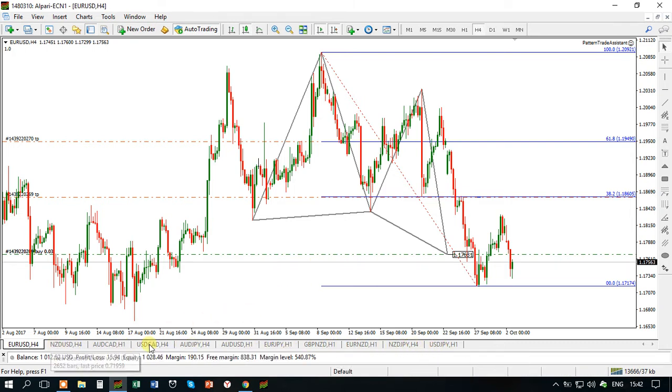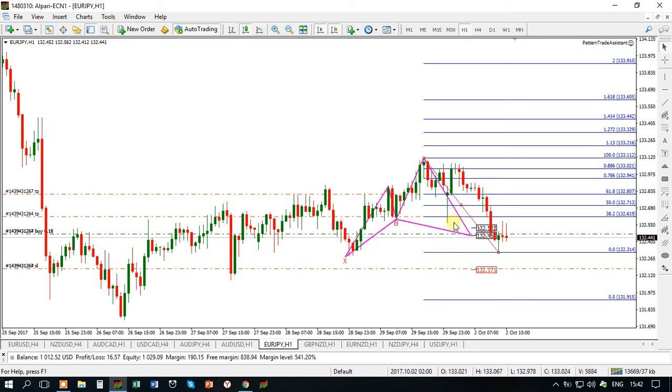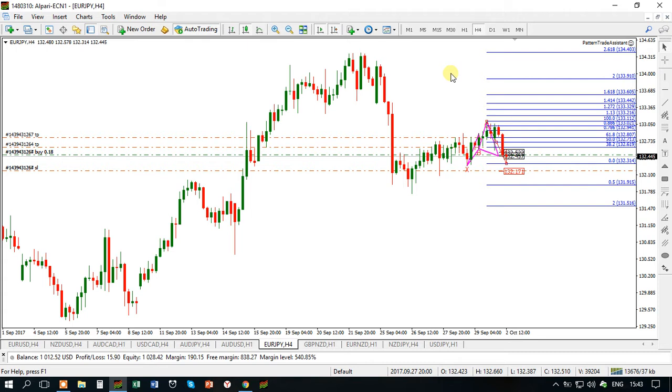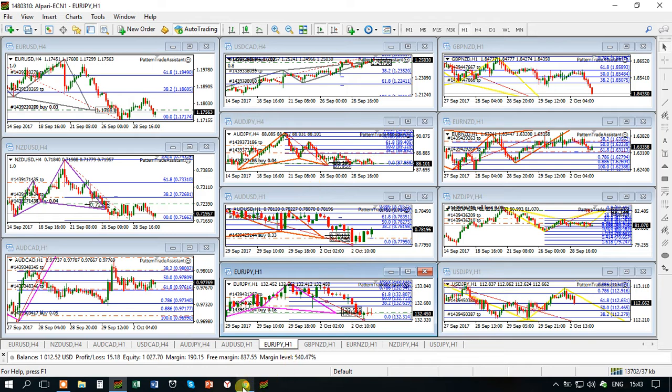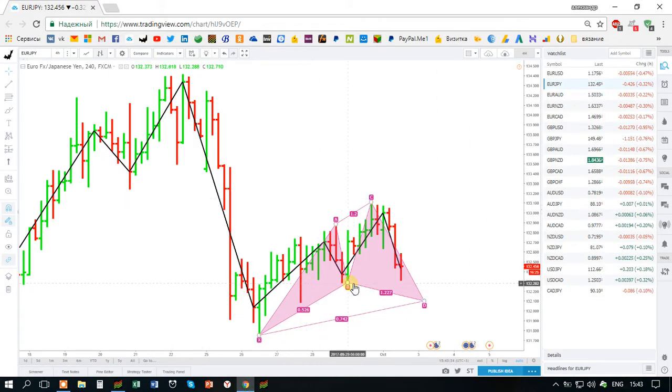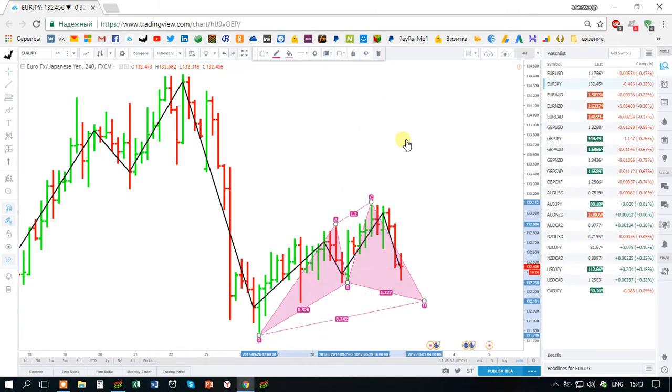What is it? Euro yen. Euro yen 1 hour looks this way, and euro yen 4 hour looks this way. A to B to C and to D. No, nothing happens. No trade opportunity detected by pattern trader system. So stay away from this. No trade here based on 4 hour.